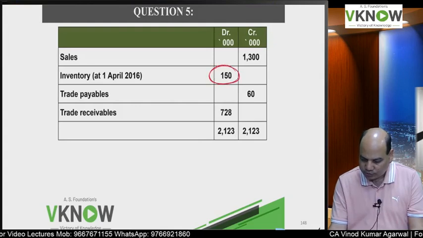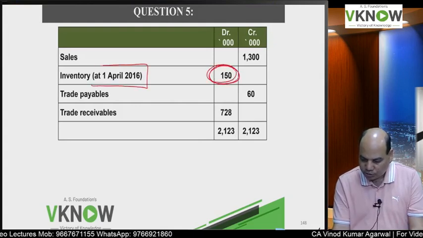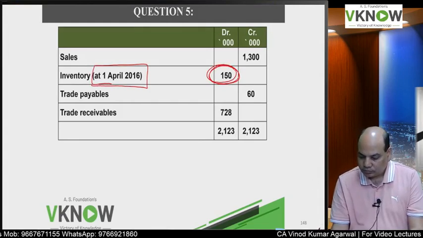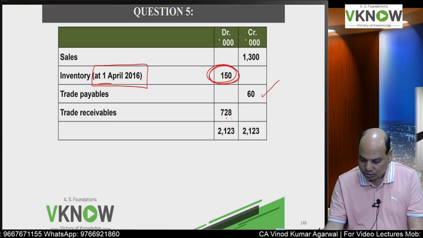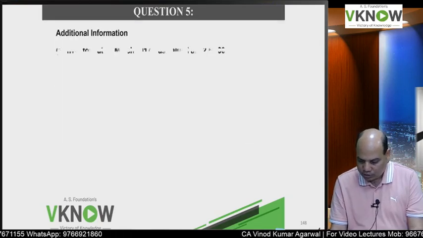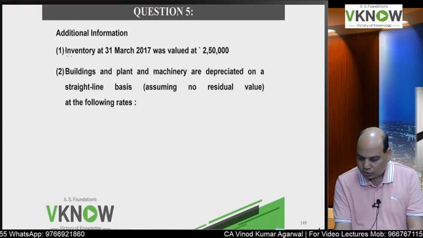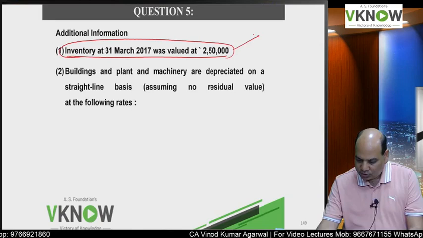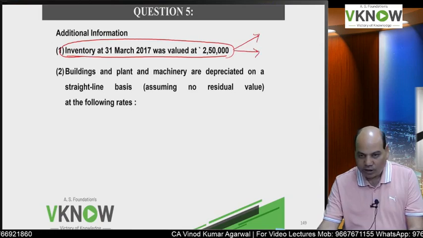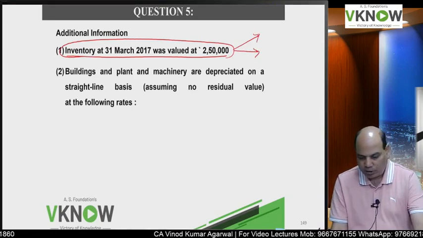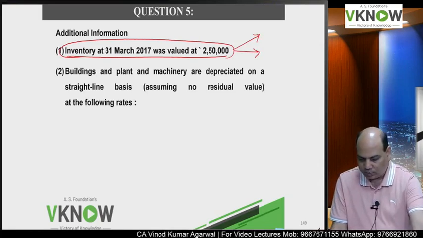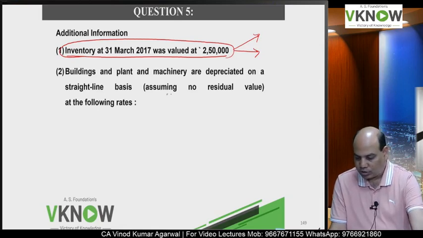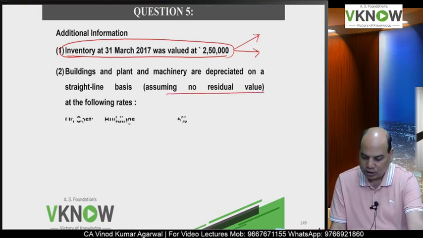Opening stock is given. This is opening stock 1/4/16, so we'll write it in change in inventory. Trade payable, balance sheet. Trade receivable, balance sheet. Then we have additional information. Closing stock is given. So one effect will be change in inventory, and one effect will be balance sheet current asset. Then building and plant and machinery are depreciated on a straight line basis. Very good. No residual value. Very good.